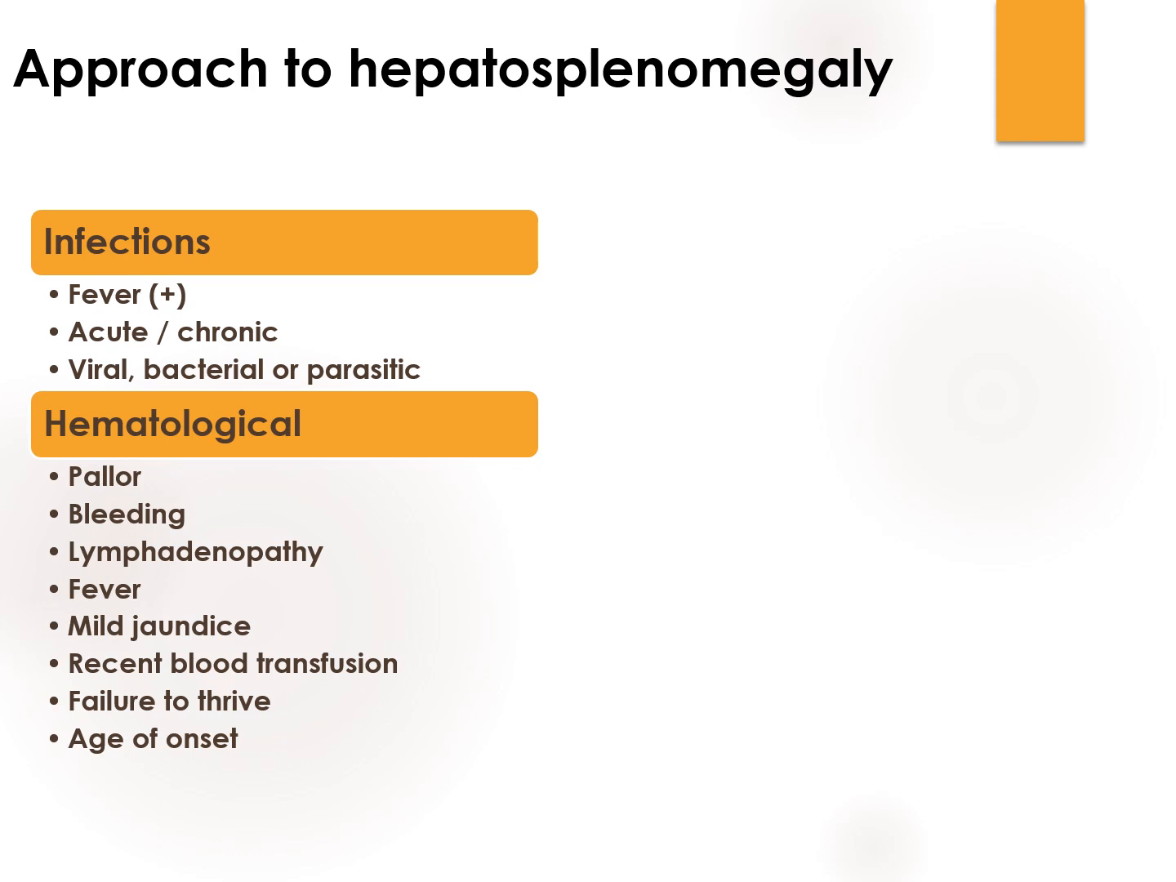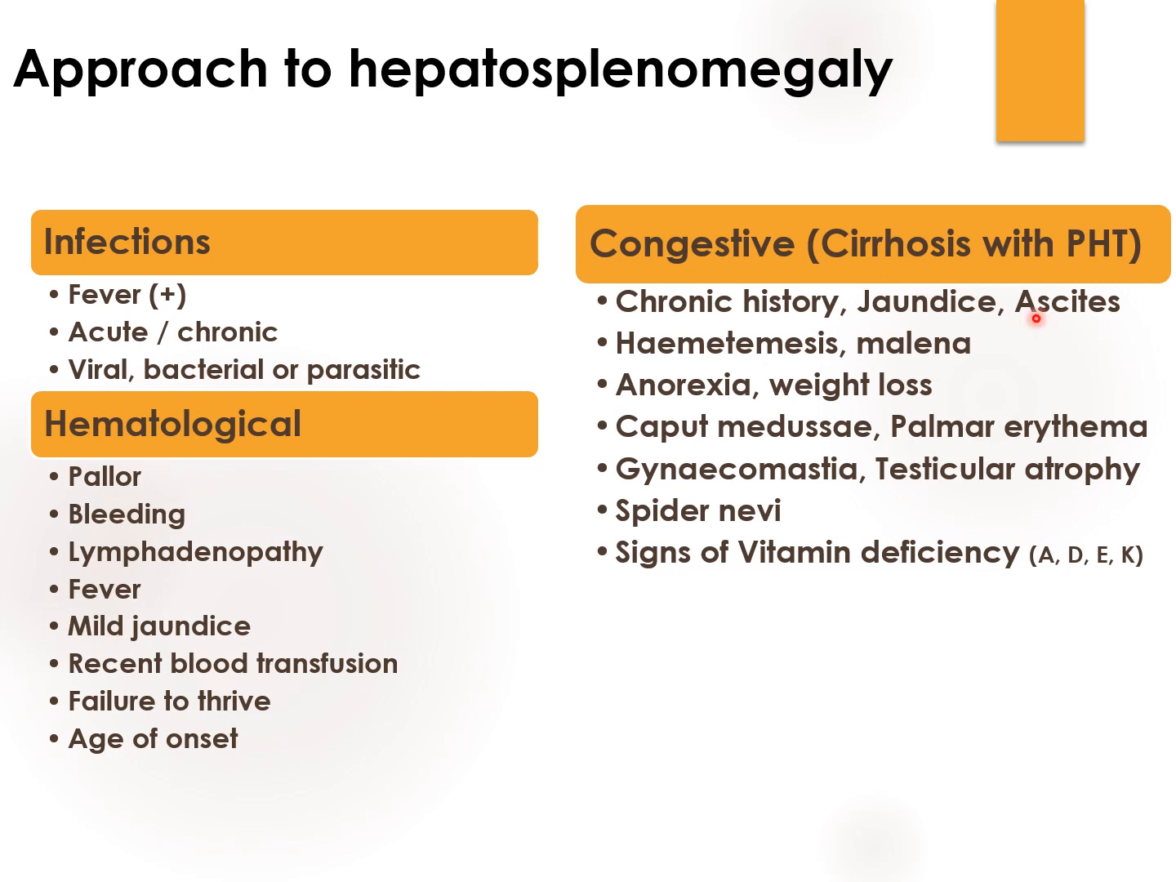Now, according to the associated symptoms and onset, we can differentiate. If it is due to infections, there is fever, and we have to differentiate according to the onset whether it is viral, bacterial, or parasitic. In hematological causes, the patient will have manifestations of pallor, bleeding, lymphadenopathy, mild fever, jaundice, recent blood transfusion, failure to thrive, and according to the age of onset we can differentiate which hematological disorder it is.